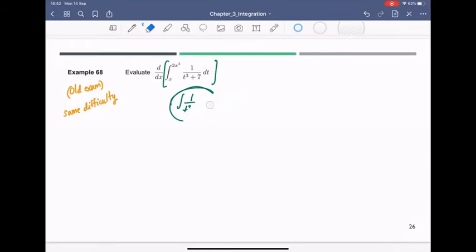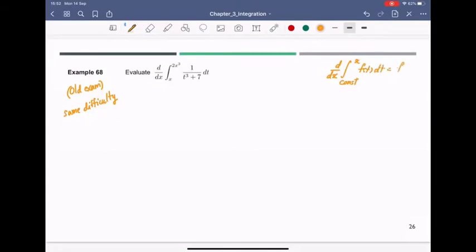Because you see that you have this d by dx with the integration, this is a question that asks you about the fundamental theorem of calculus for sure. The fundamental theorem says that d by dx of the integral from a constant to x of f(t) dt equals f(x). Keep that in mind because you have this all the time. You need a constant for the lower bound.